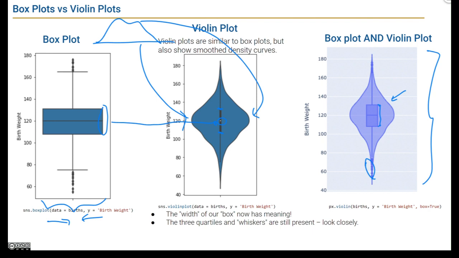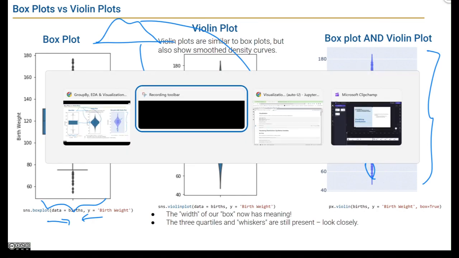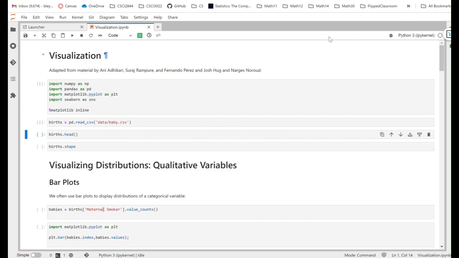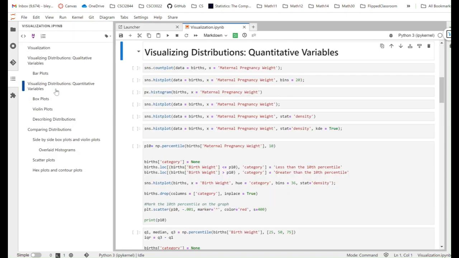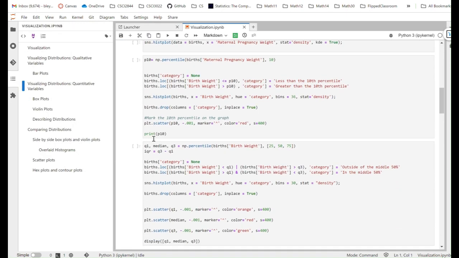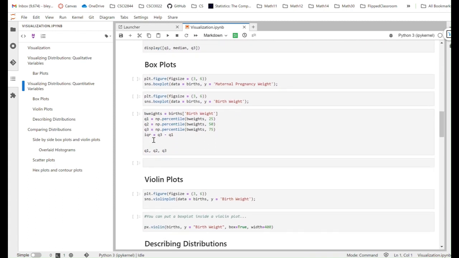And if you want to see this in our notebook, all of these functions and things that I plotted in here are available in the visualization notebook if you just scroll to visualizing quantitative variables and scroll down to the box plot and violin plot sections.